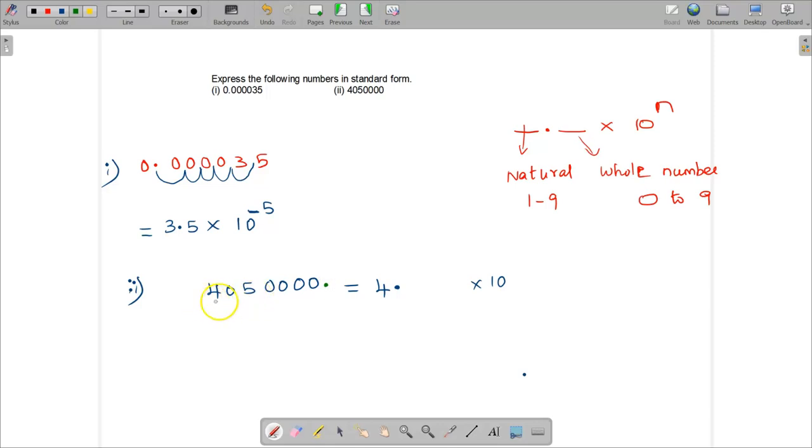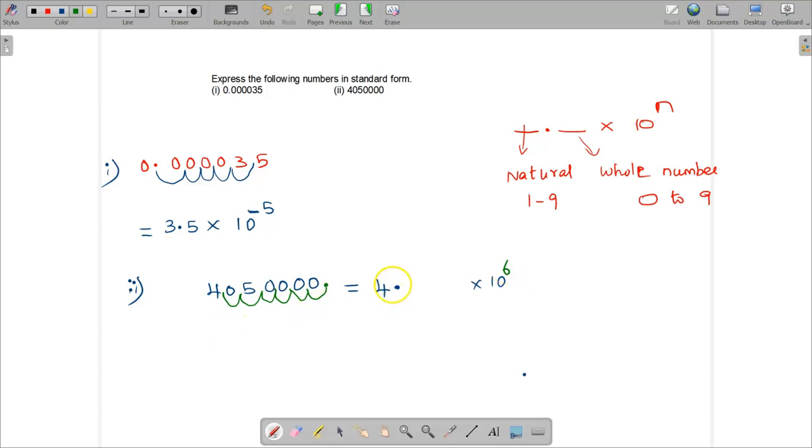So this 4050000 I need to express as 4 point something. What do I have to do? This decimal point I have to move to the left side. It will be moved to the left 1 time, 2 time, 3 time, 4 time, 5 time, 6 time. So I have to write 10 power of 6, because it is a very big number, so the power will be positive.